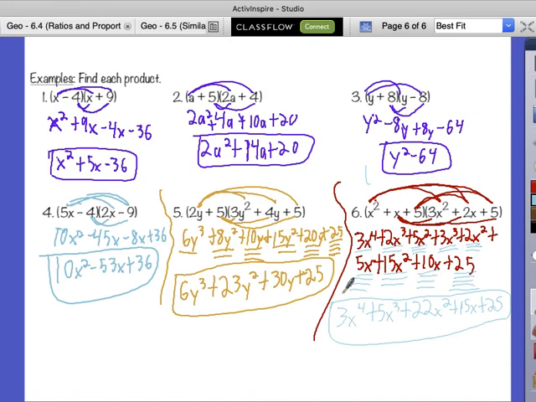Okay. Any question on this one? Okay, so did we kind of just have FOILing on steroids a bit there? Not that bad. Okay.